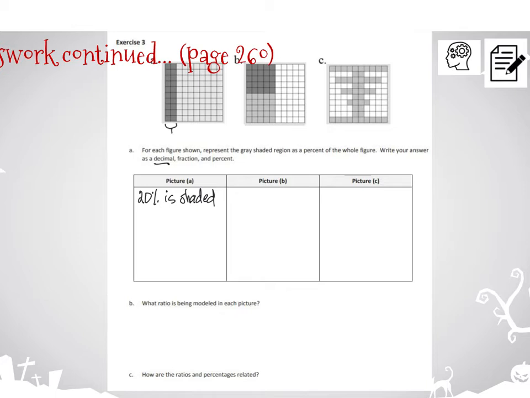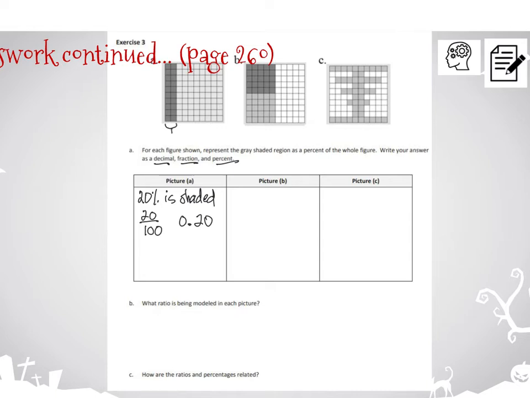Write your answer as a decimal, fraction, percent. I just wrote a percent. So a fraction would be 20/100. Now I just need to do a decimal. So a decimal is 20 out of 100, or 2/10 can also look like that. Or I can also write 20/100. Okay? So I've got those 3 there.